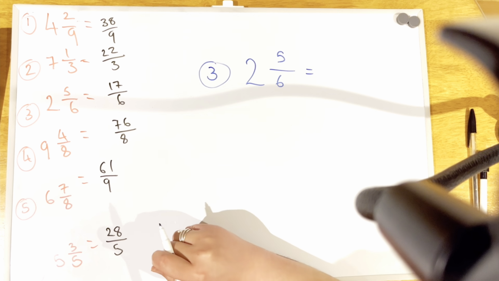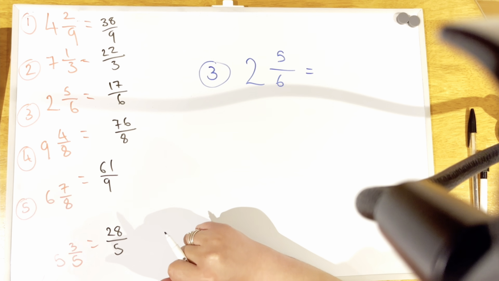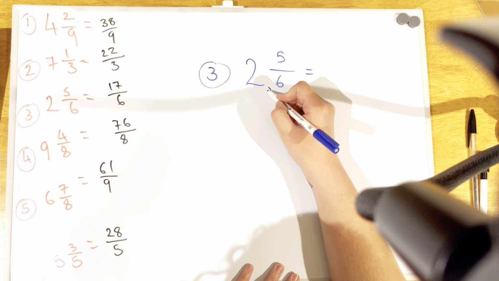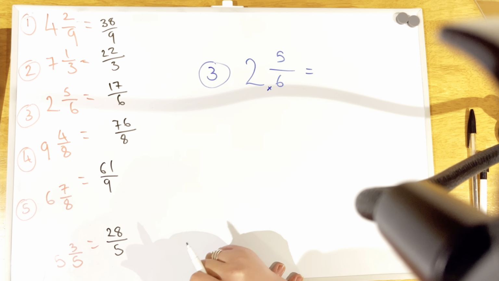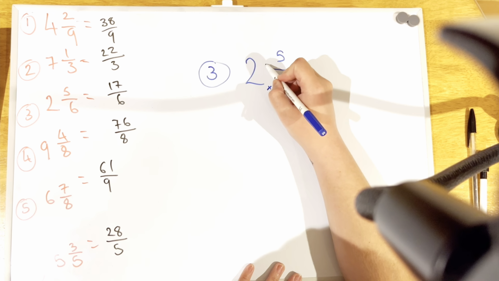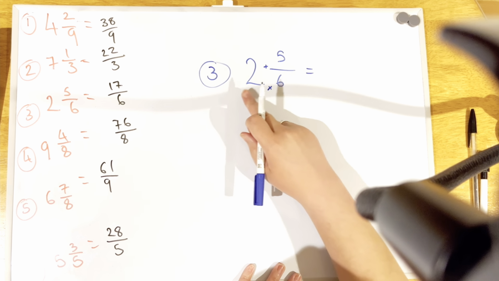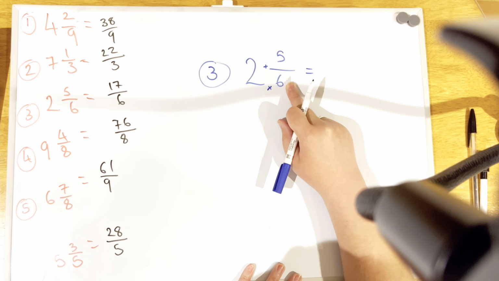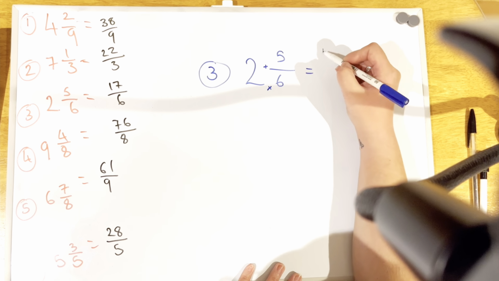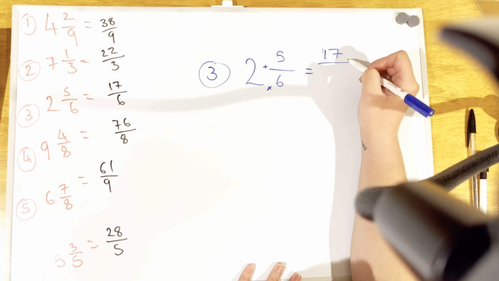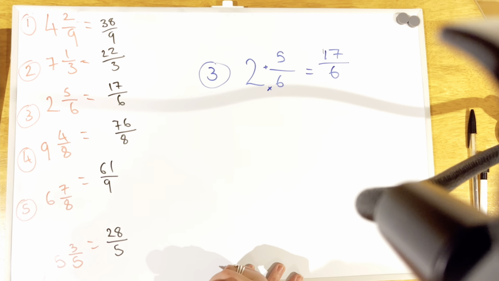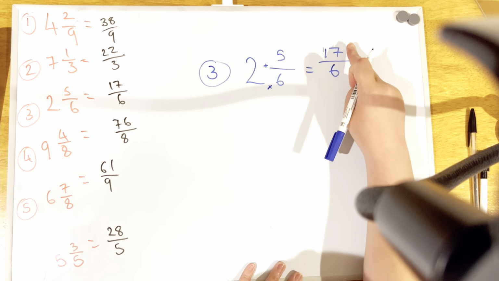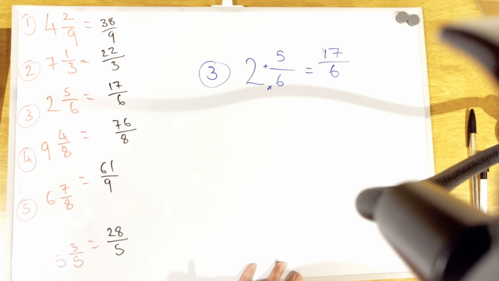So we have 2 and 5/6. And we want to put that into an improper fraction. So I need to times by my denominator. 2 times 6 is 12. Plus my numerator. 2 times 6 is 12. Plus 5 is 17. 17 is my new numerator. 6 is still my denominator. So my answer is 17/6.